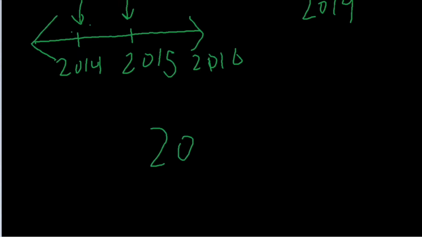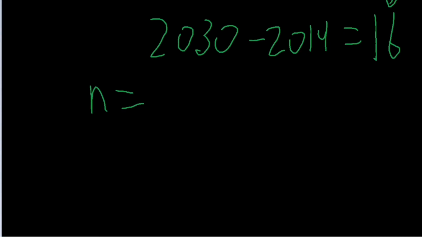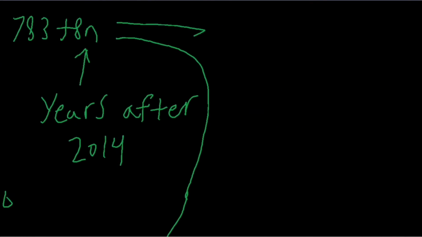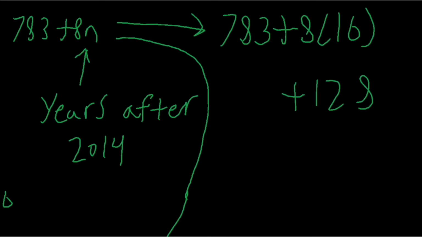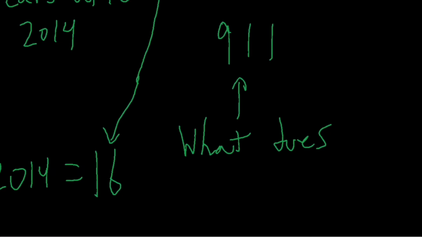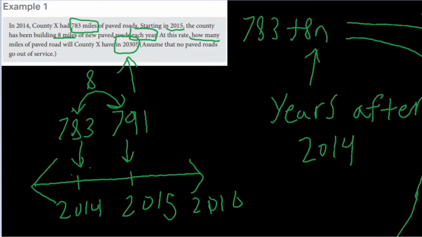So now that we know what n represents, we can find the difference between 2030 and 2014 to find how many years after 2014 have passed, and we get 16. Once we do that, we can just plug 16 into the equation, which gives us a total of 911. For the last step, we just have to conceptualize what this value means. The equation that we wrote finds the miles of road in 2030, and that was our answer.